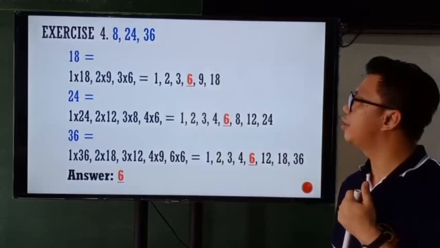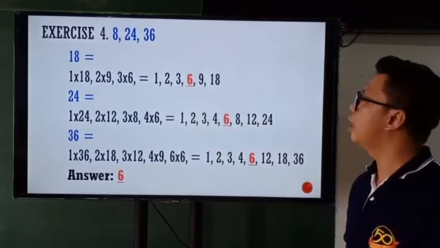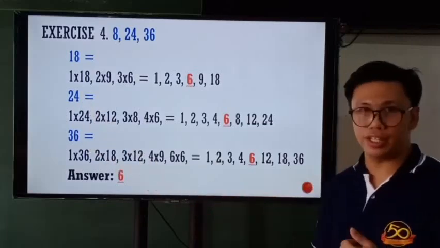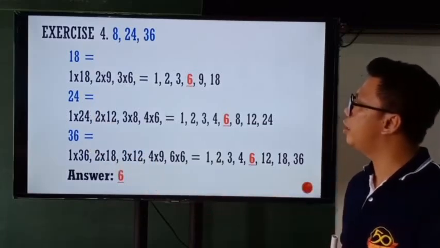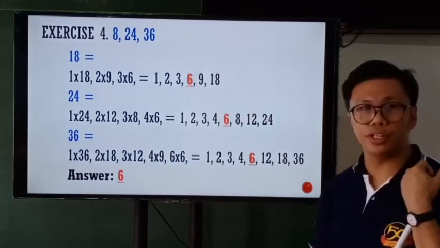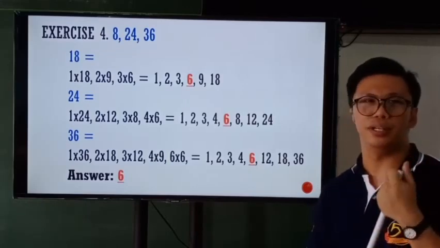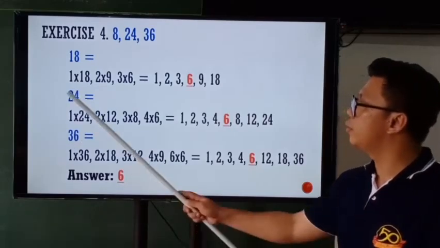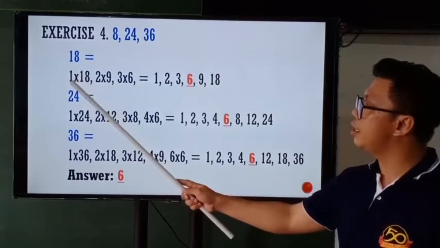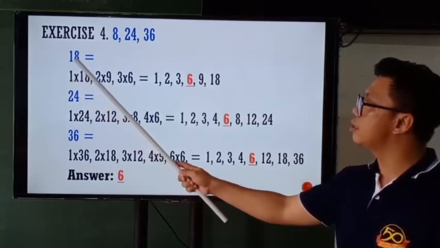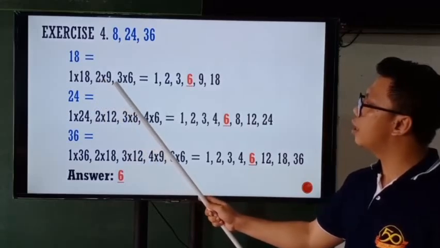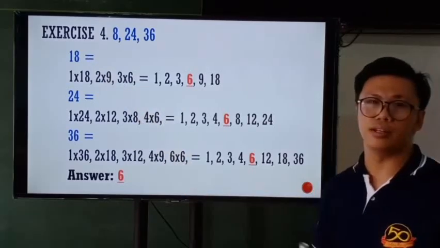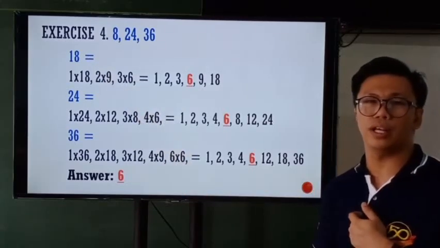Okay, now let's check your exercise number 4. We have 18, 24, and 36. Okay, so we will start with 18. So what is the first method? Very good. We will find first the factors. So what are the factors of 18? So we will write here, factors of 18: 1 times 18 is 18, 2 times 9 is 18, and 3 times 6 is 18. So that is the factor of 18.